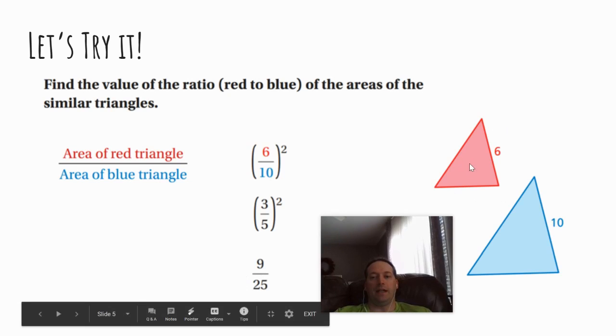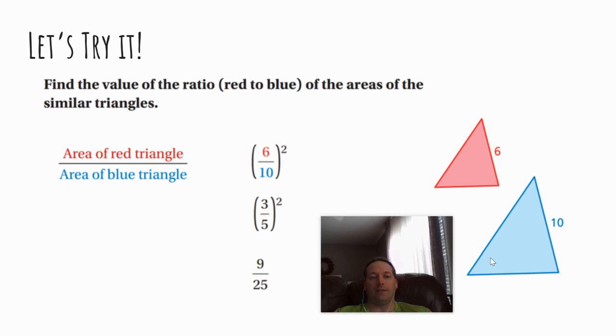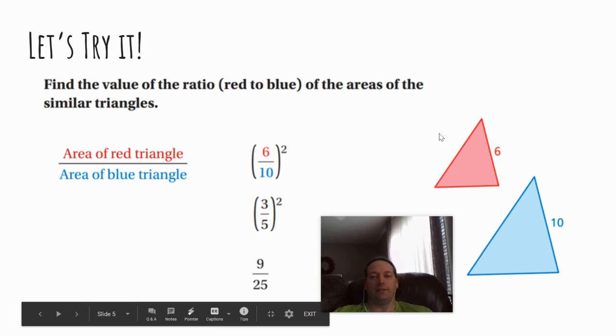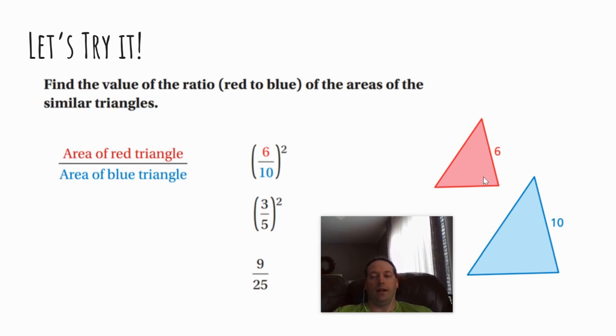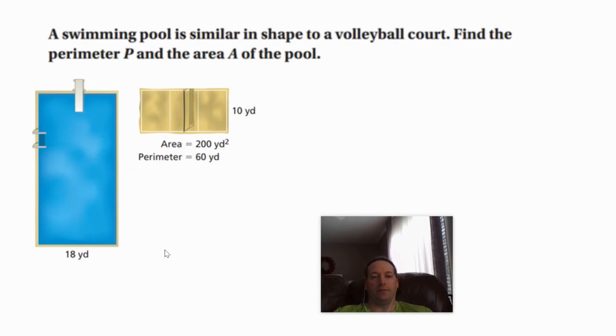So the area of this would be 9/25 of this one. Now, if you remember, we talked about scale factor, there's always 2. So this one would be 25/9 of that one. Because one way, you use the reciprocal to go the other direction.